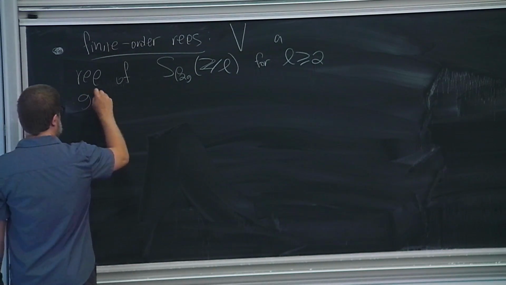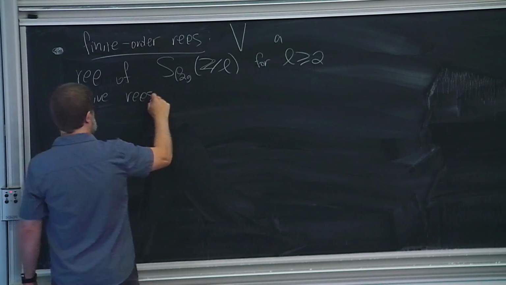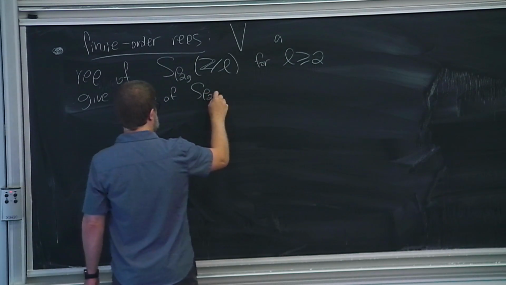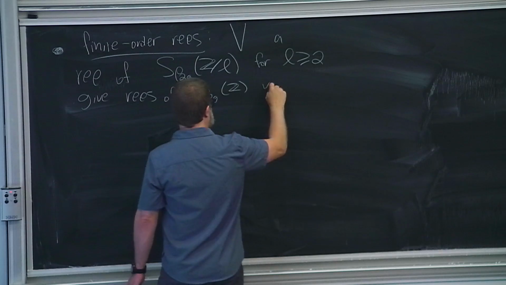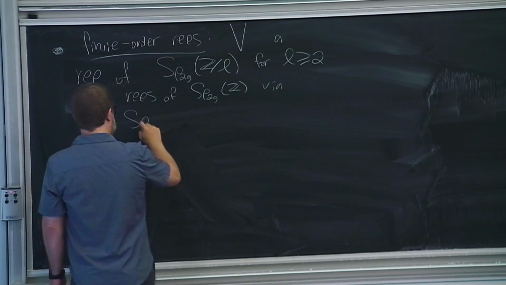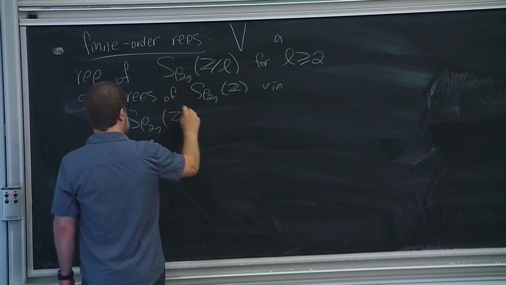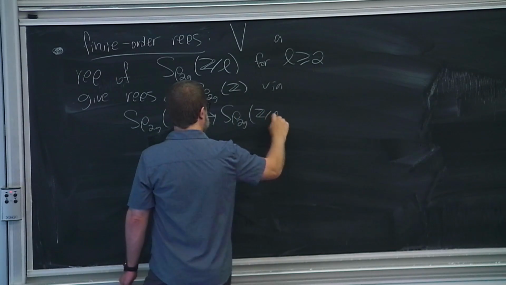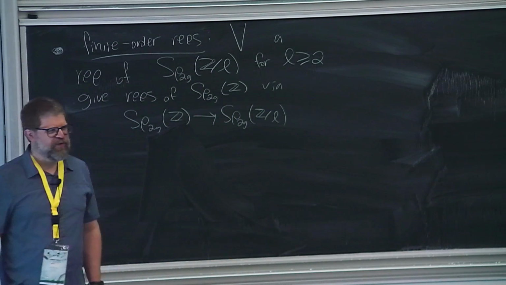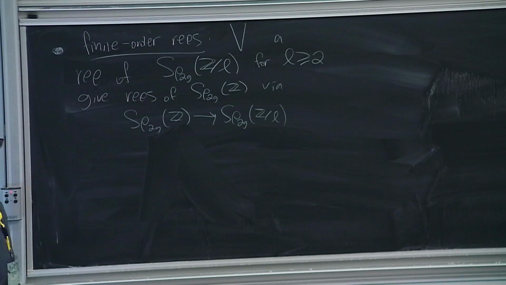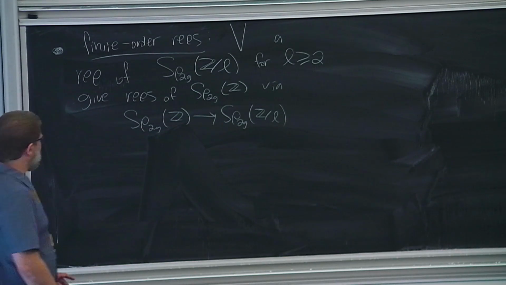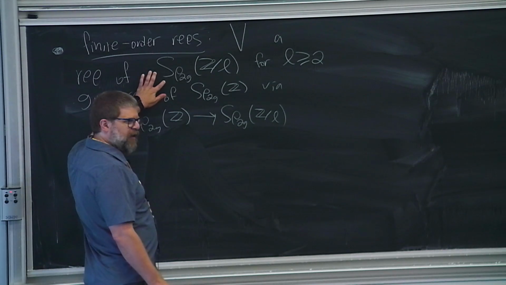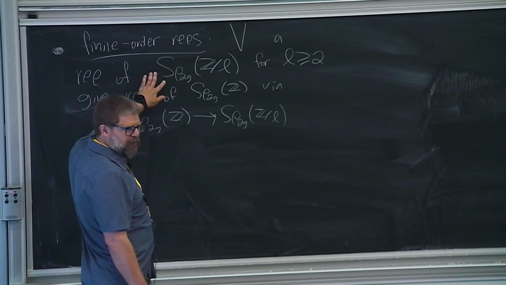These give reps of Sp_2g(Z) via the map that goes from Sp_2g(Z) to Sp_2g(Z mod L). It just reduces the entries of the matrix mod L, right? You can definitely construct representations of this. So for every L, we get a finite group, and finite groups are endowed with vast stores of representations.